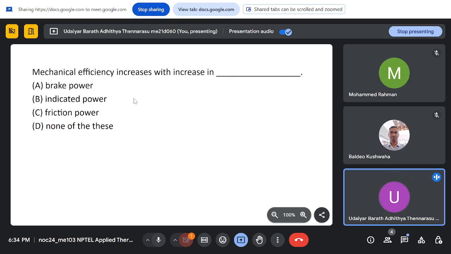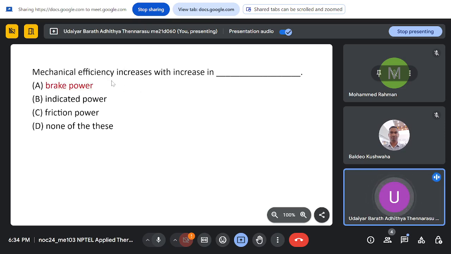So next is, mechanical efficiency increases with increase in dash. A, brake power, B, indicated power, C, friction power, and D, none of this. So we saw in the nomenclature, mechanical efficiency is a function of brake power divided by indicated power. If your brake power is the same and indicated power increases, your efficiency decreases. Or if the friction power increases, friction power being the difference between indicated power and brake power, again your mechanical efficiency decreases. If your brake power increases, that means you have lesser friction power, and in that case your mechanical efficiency will increase.